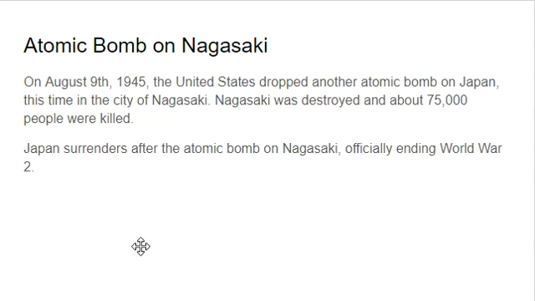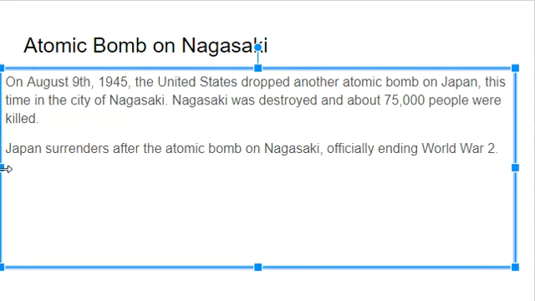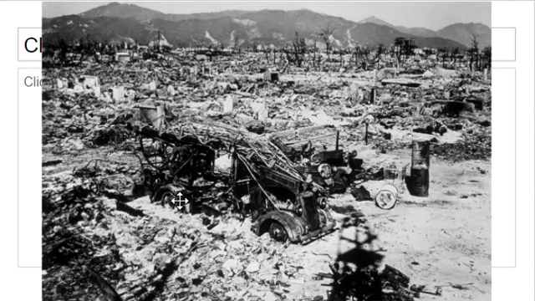So Japan still doesn't surrender, so on August 9th, 1945, the United States dropped another atomic bomb on Japan, this time in the city of Nagasaki. And Nagasaki was destroyed and about 75,000 people were killed. And Japan finally surrenders after the atomic bomb on Nagasaki, officially ending World War II. So World War II is finally over, and this is what Nagasaki looked like after the bomb was dropped on it. Just a small part of the city. These bombs are huge. It would literally destroy all of Washington, D.C. if one was dropped on it.